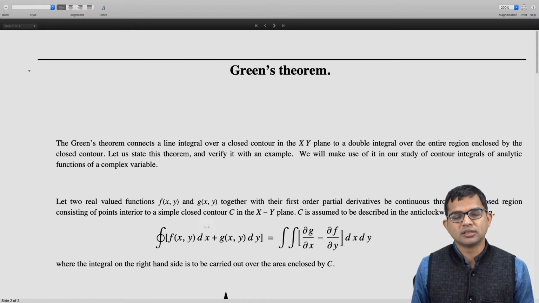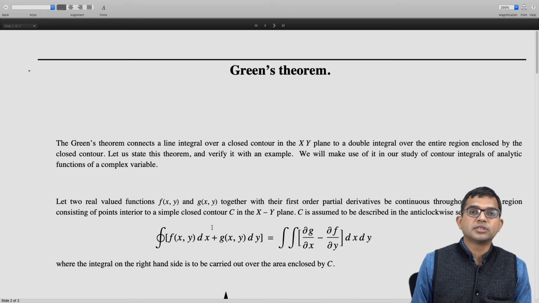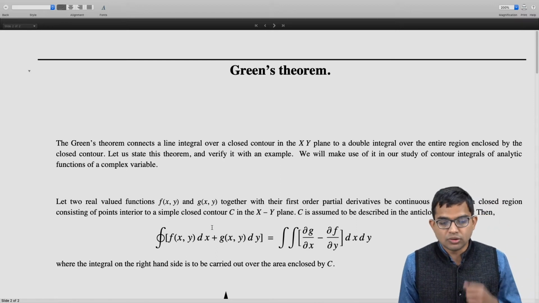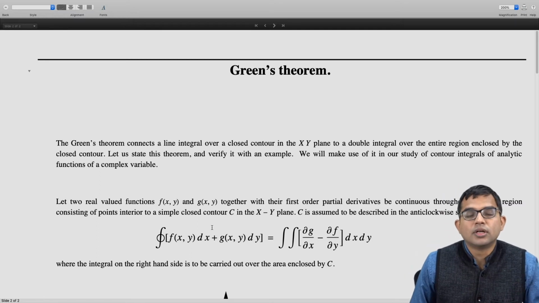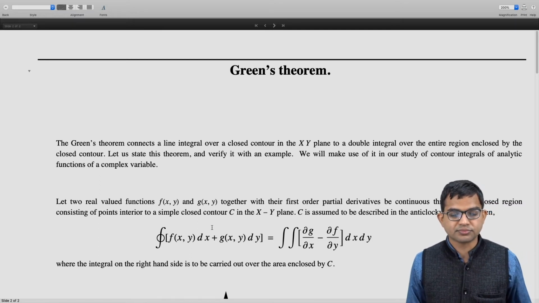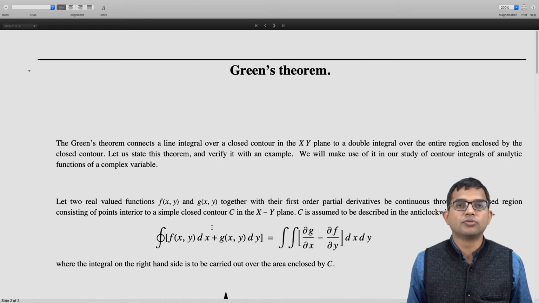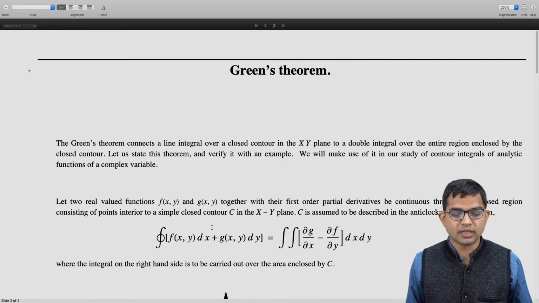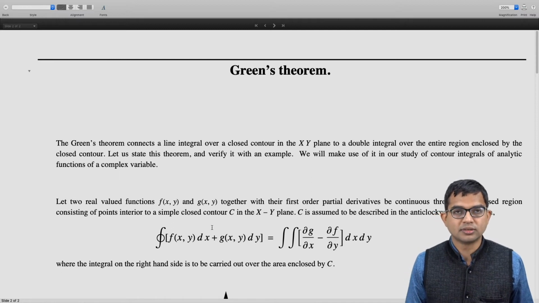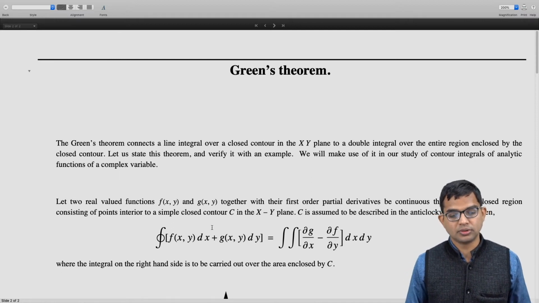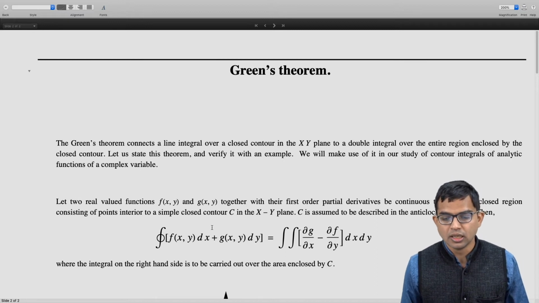And so this is a result which will be useful for us when we study contour integrals involving functions of a complex variable. After all, functions of a complex variable are some special functions of this kind of two variables x and y, except that we have seen that there are some constraints which come about when you think of a function of a complex variable.